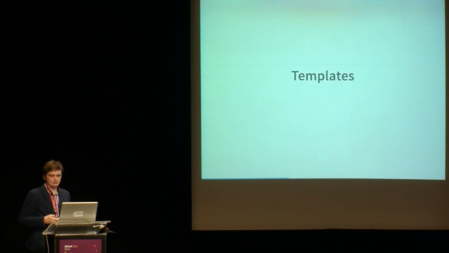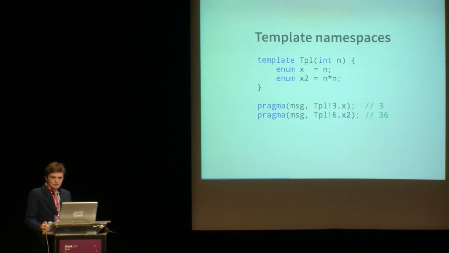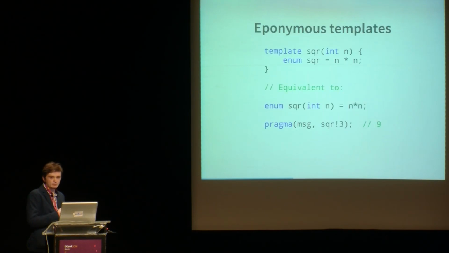So I want to talk about templates for a little bit. Templates in D essentially declare their own namespace. So you can instantiate a template and then refer to the fields inside it. D also has eponymous templates, I think that's how it's pronounced, where you declare a template and inside it you declare a field with the same name as the template. I believe it's the same as in C++. So you can refer to just the template instantiation without having to type sqr bank3.sqr.